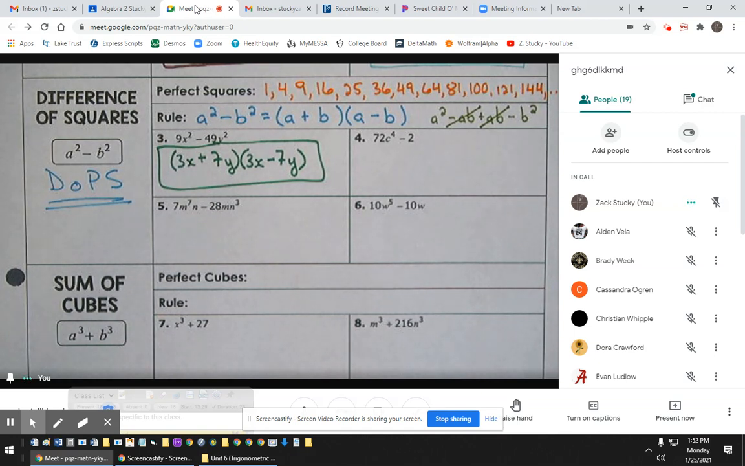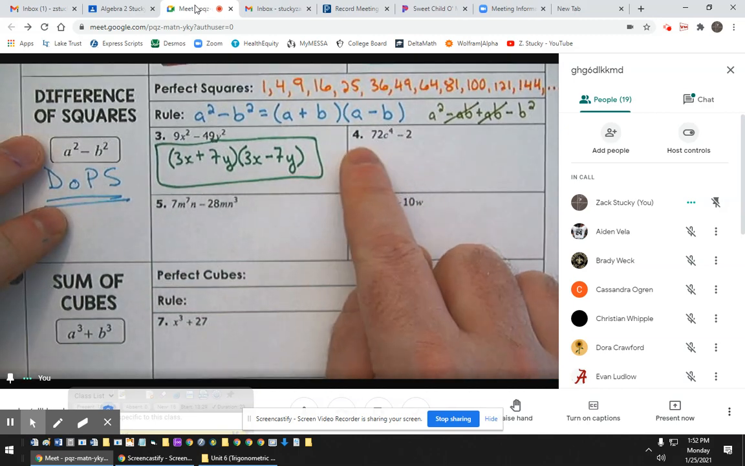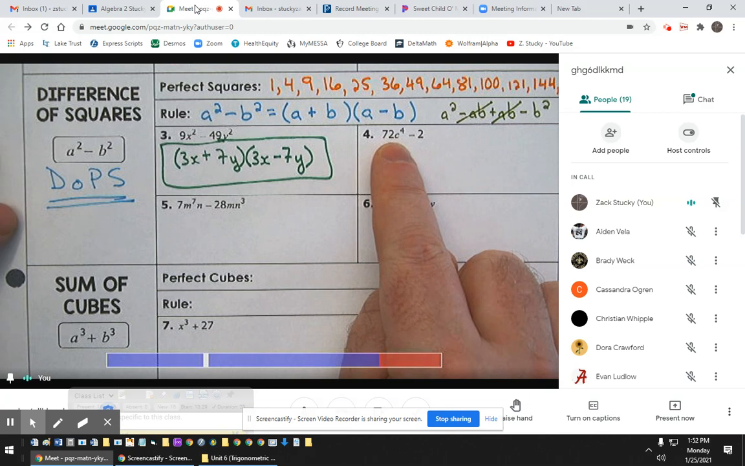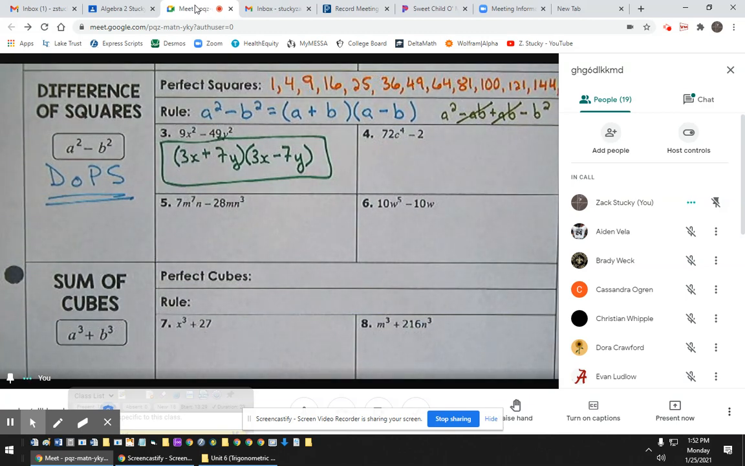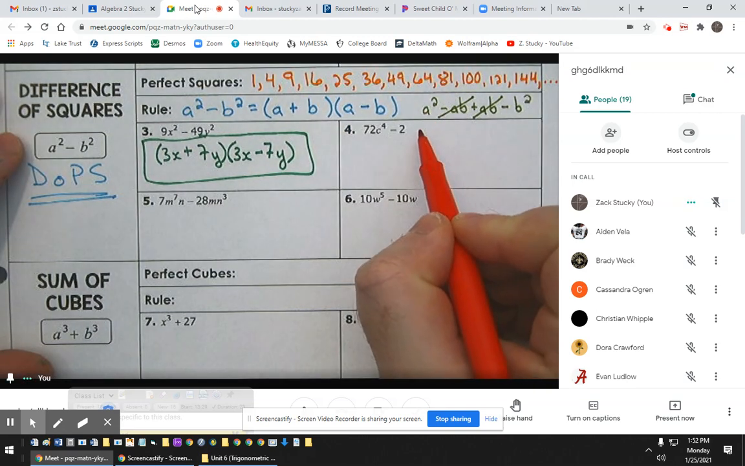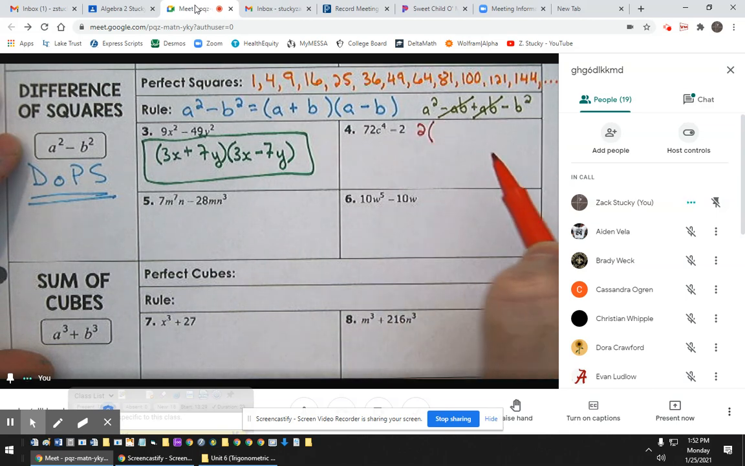Look at number 4. What's special, or rather what isn't special, about 72 or 2? They're not perfect squares. So what do we do? This is in the difference of perfect squares section, so it must be a perfect square problem. Yes. Don't forget, you're always supposed to look for a GCF. So when I look at 72 and I look at 2, is there anything they have in common? I'm going to take out a 2.